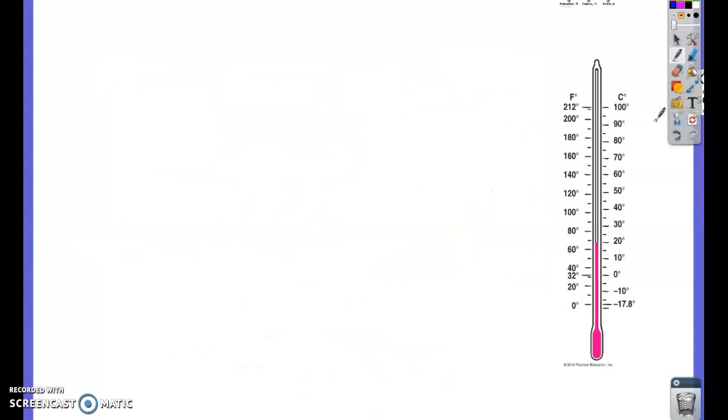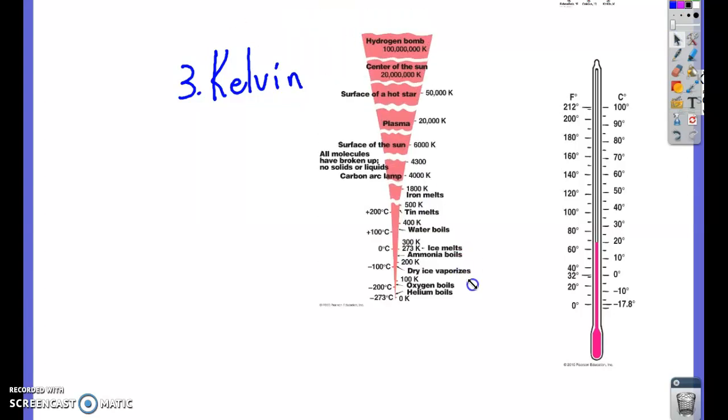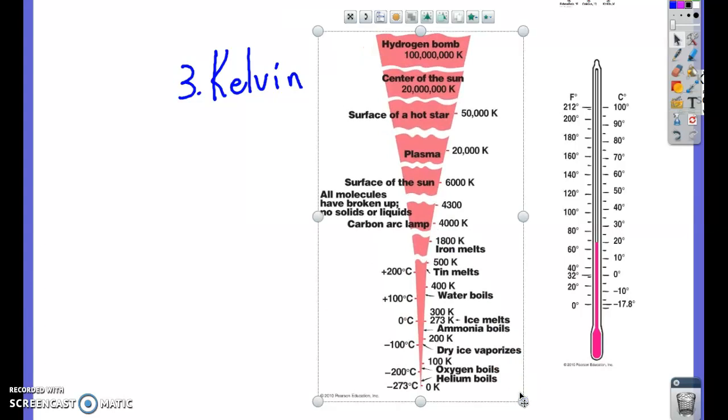Number 3, the third type, though, is they came up with another type of temperature scale, which was Kelvin. And so I said, why would we need another temperature scale? We already have 2. Well, here's the deal. It turns out that there's really no limit to how hot something can get. Okay, let's just look at a quick graphic here. I don't know if you can see it.